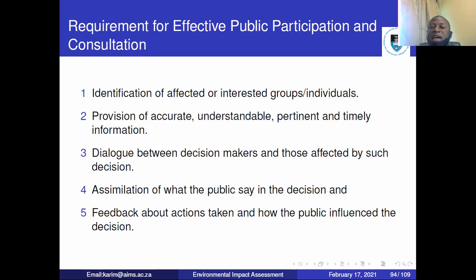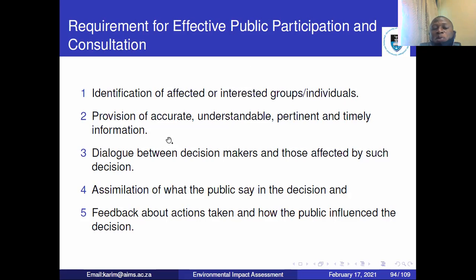So there are certain guides to follow so that people participate effectively. You don't allow people to participate when their minds are not in what you are doing. So you have to first identify the people affected by your project. Don't just pick anyone because the person is coming from the area or has knowledge. Pick those affected by your project.